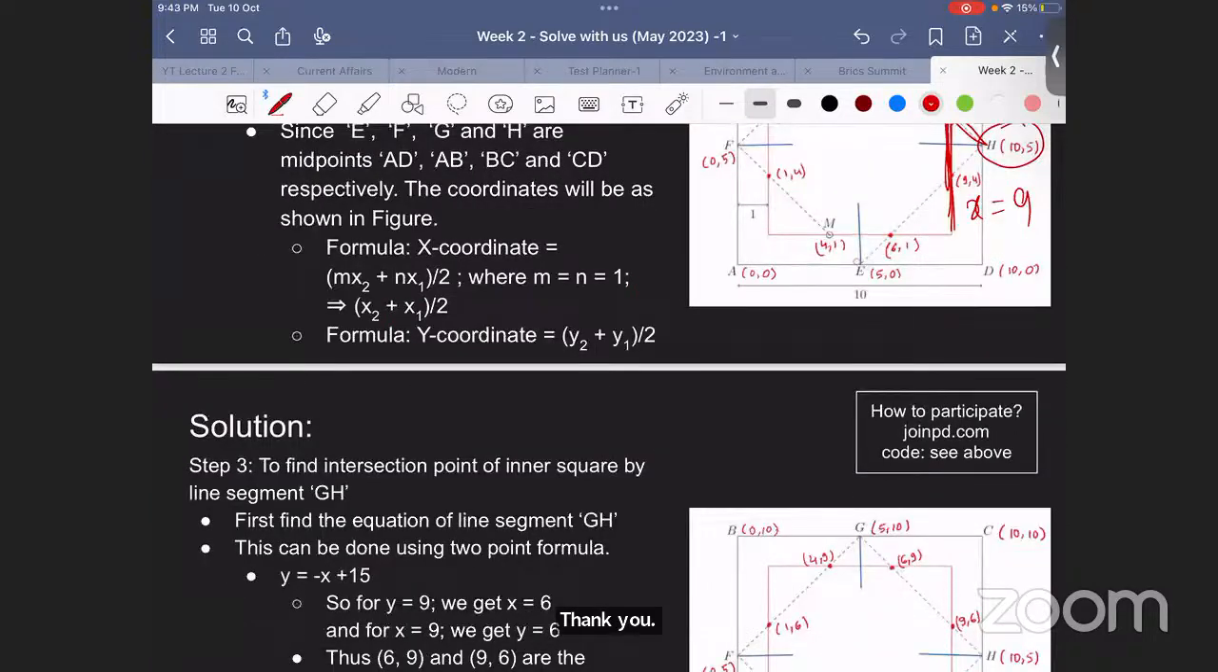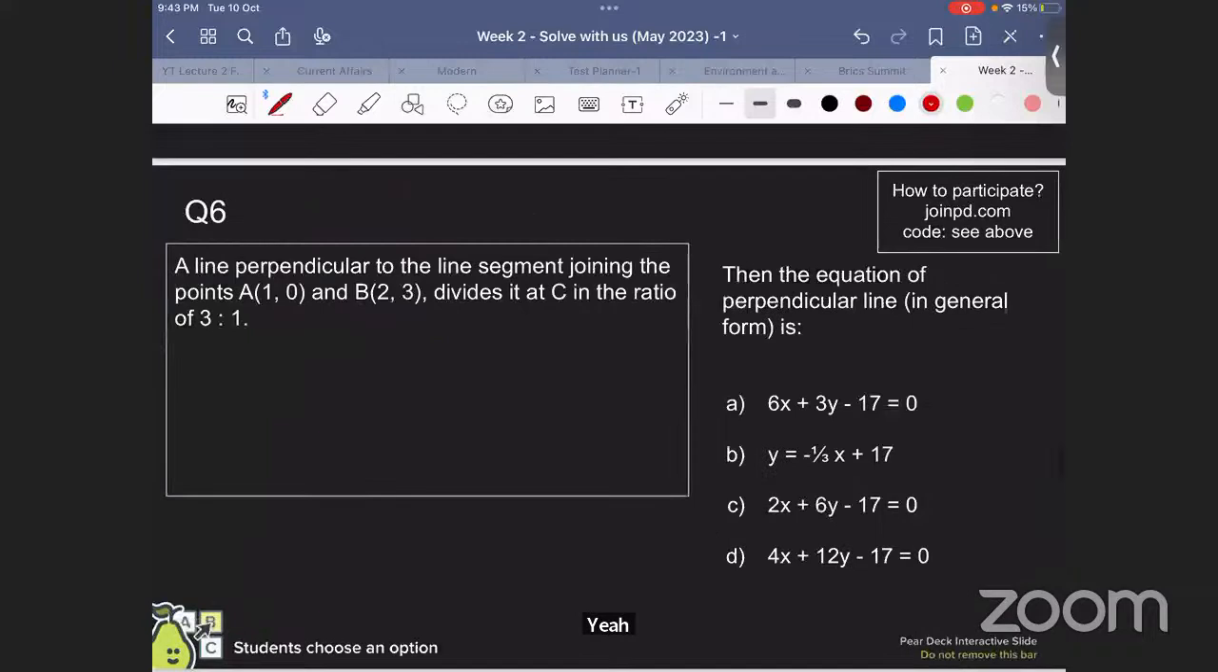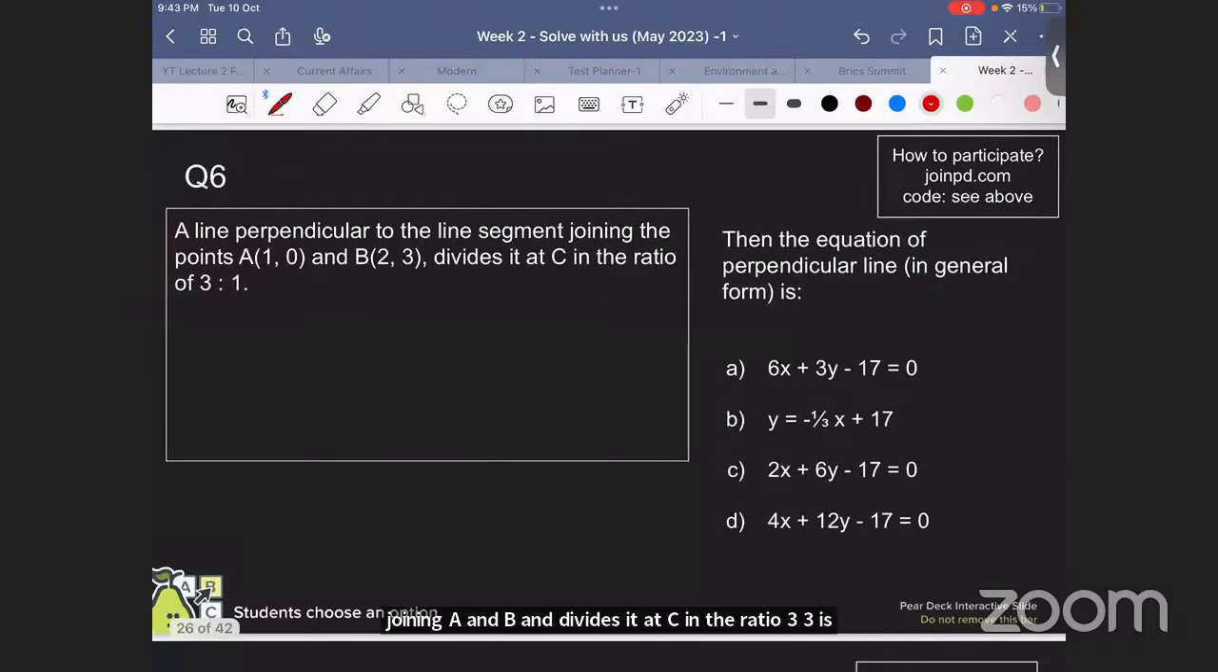Sir, I think we will discuss the next question. Let's go to the next question. This is pretty simple. A line is perpendicular to the line segment joining A and B and divides it at C in the ratio 3:1. Find the equation of the perpendicular line. It's very simple. Just try to solve this and let me know if you are able to solve it or not.